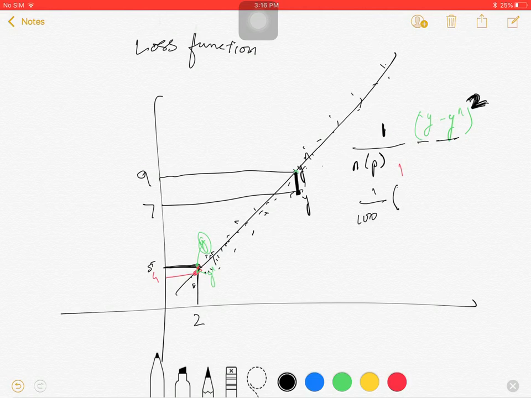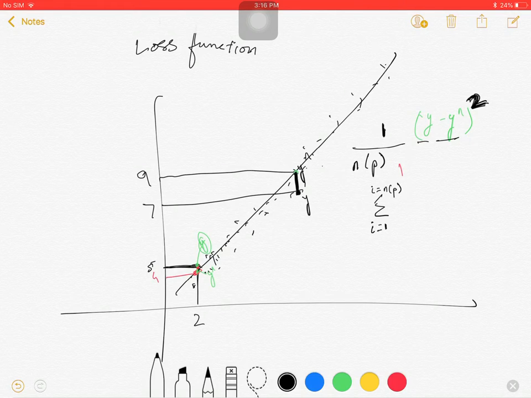So I'm just going to write down the proper cost function right now so that you can understand better. Sum of i equals 1 through i equals n.